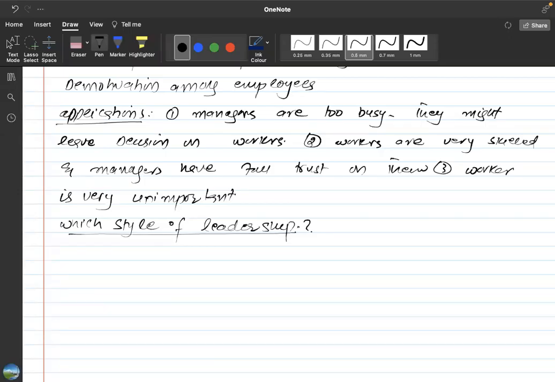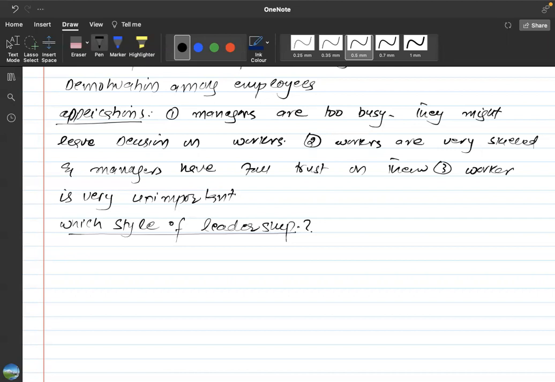Today we are going to study a topic: which style of leadership to be chosen. We have studied a number of styles of leadership: the autocratic, democratic, laissez-faire, and paternalistic styles, and we have studied their applications too. But when it comes to choosing the style of leadership, there is a theory that we need to study first. We'll study that theory and then we'll move to the parameters on the basis of which we can decide which style of leadership can be chosen.